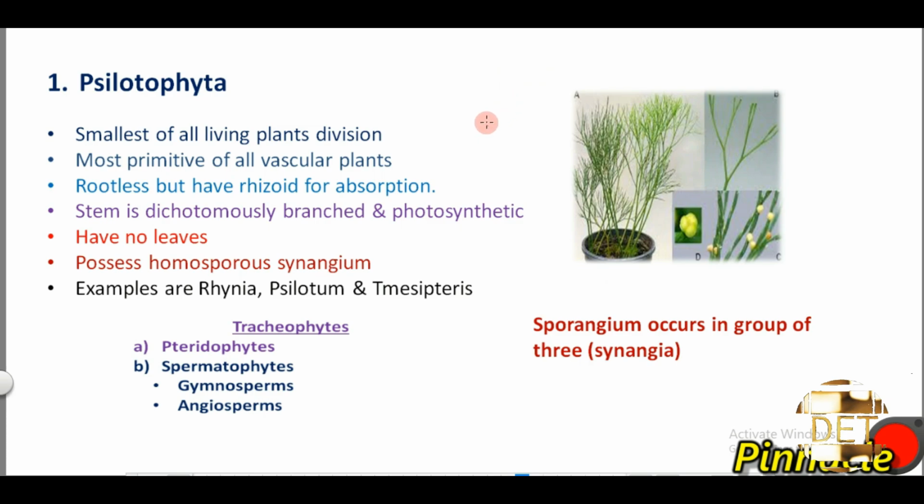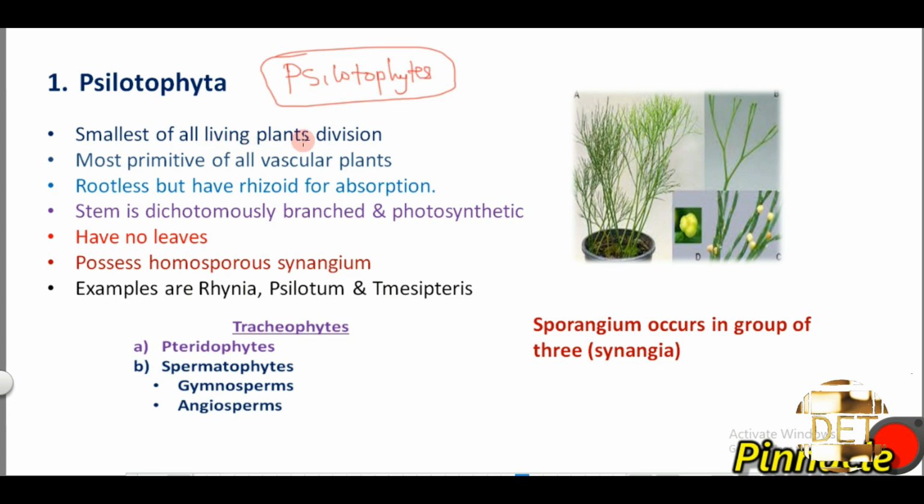So let's take the first one, which is division Pseudophyta. The division Pseudophyta is the smallest of all living plant divisions. Plants in this division are known as coelentophytes. These are examples of Coelentophyta, or they are plants under the division Coelentophyta. So the coelentophytes are the smallest of all living plant divisions.